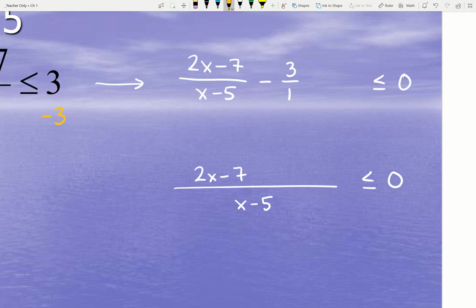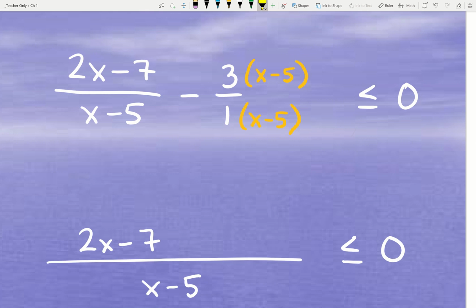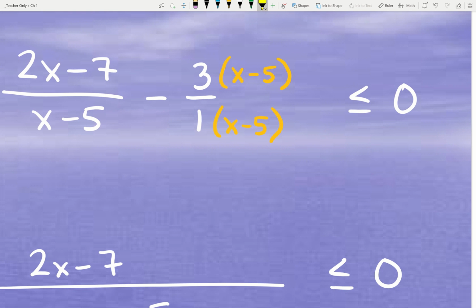But then the second one needs some work because the denominator doesn't yet look like x minus 5. We're going to have to introduce that to that denominator. But whatever we introduce to the denominator, we have to introduce to the numerator. So this is what we're going to have. And I want us to pay particularly close attention to how this works out because that was subtracting 3, remember.